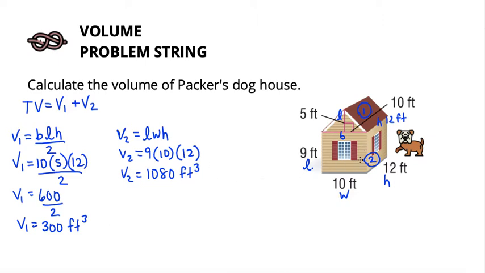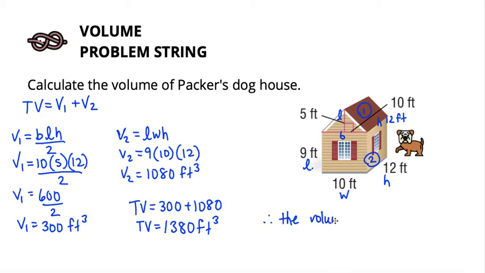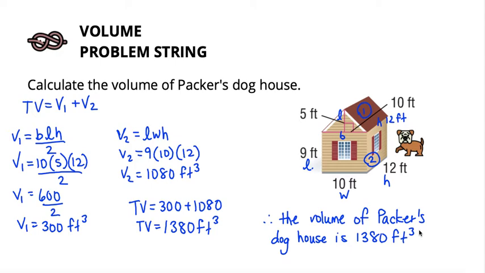So now that I have the volume of my rectangular base prism, now I can add those two together. So the total volume will be 300 plus 1,080 to give me a total volume of 1,380, and my units are feet cubed. So therefore, the volume of Packer's doghouse is 1,380 feet cubed. Awesome. Okay.